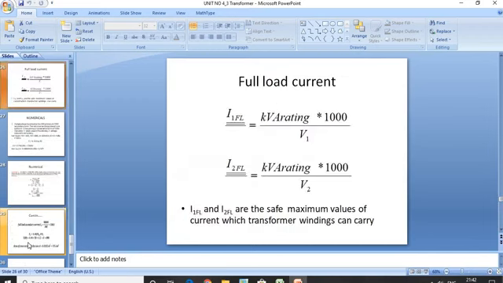Now the full load current of primary and full load current of secondary. These currents are the safe maximum values of current which transformer windings can carry. So I1 full load, if I use the formula of kVA rating, is equal to kVA rating into 1000 divided by V1. Similarly, I2 full load is equal to kVA rating into 1000 divided by V2.